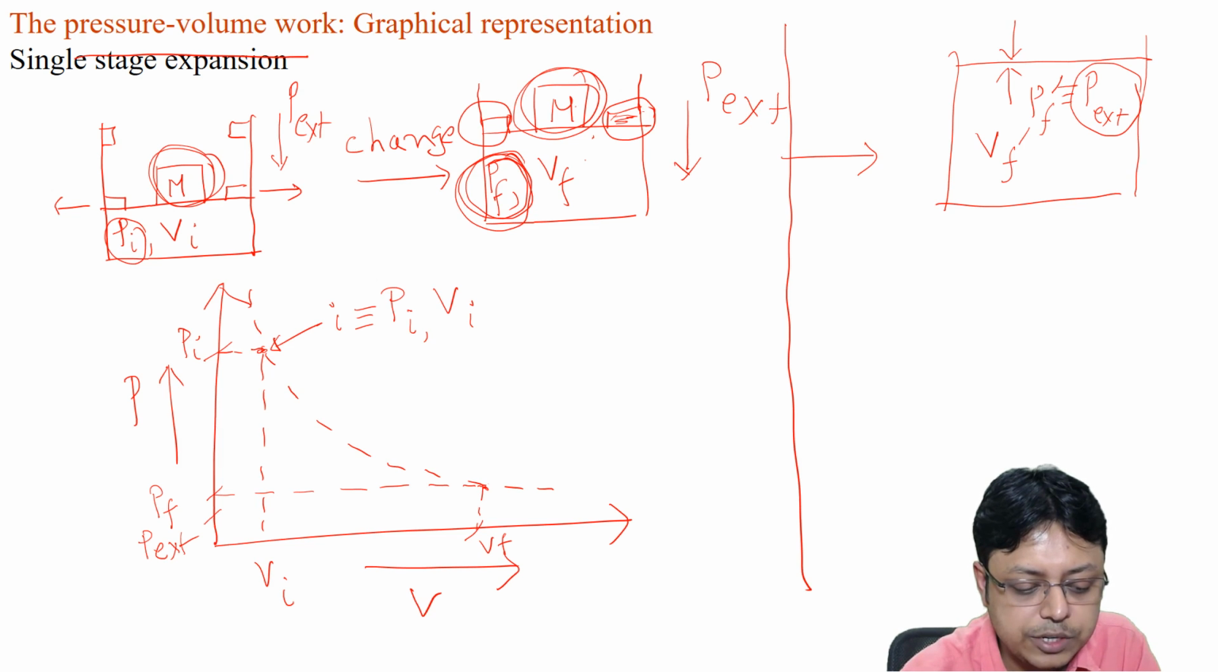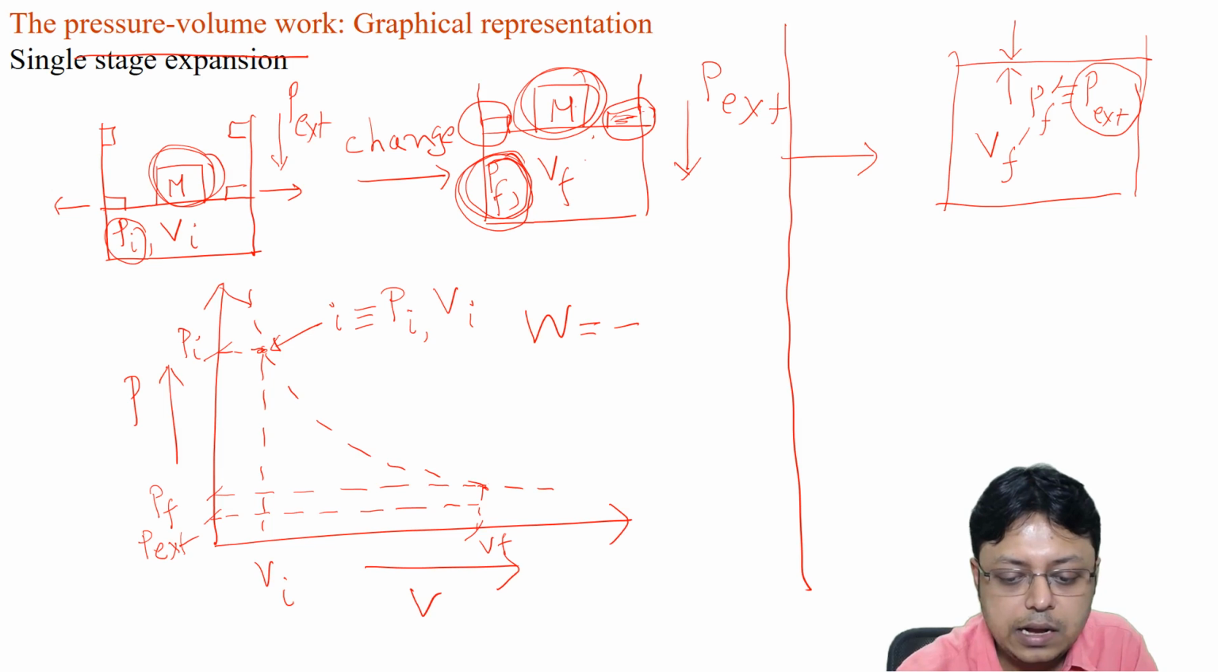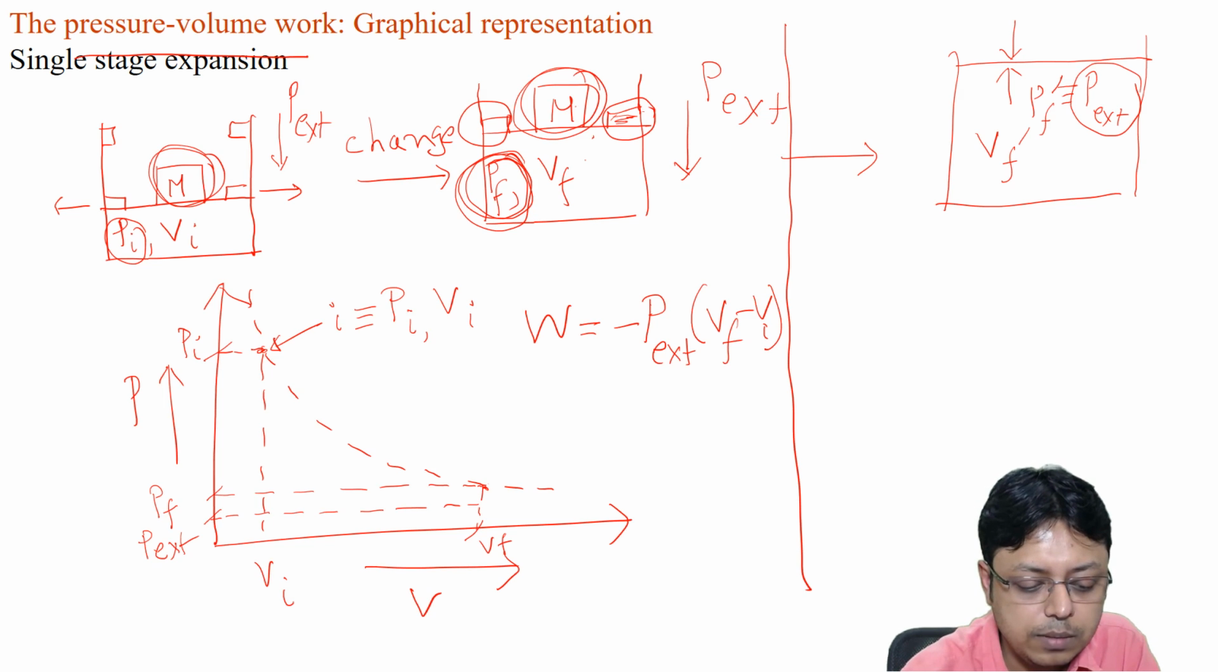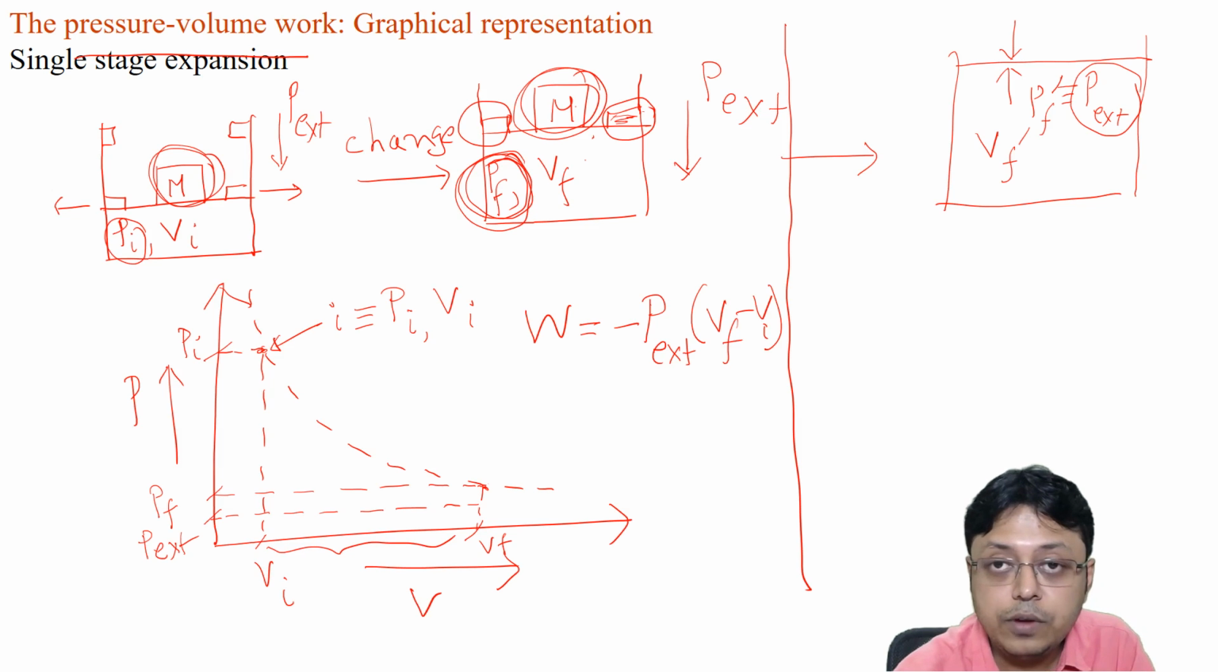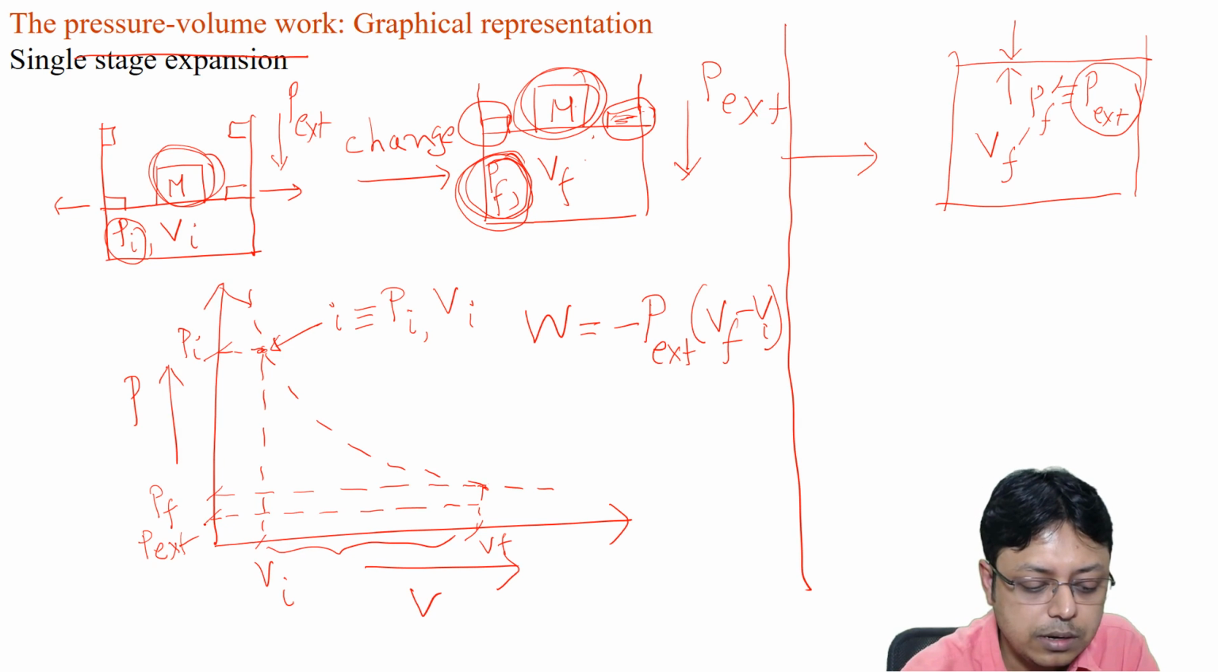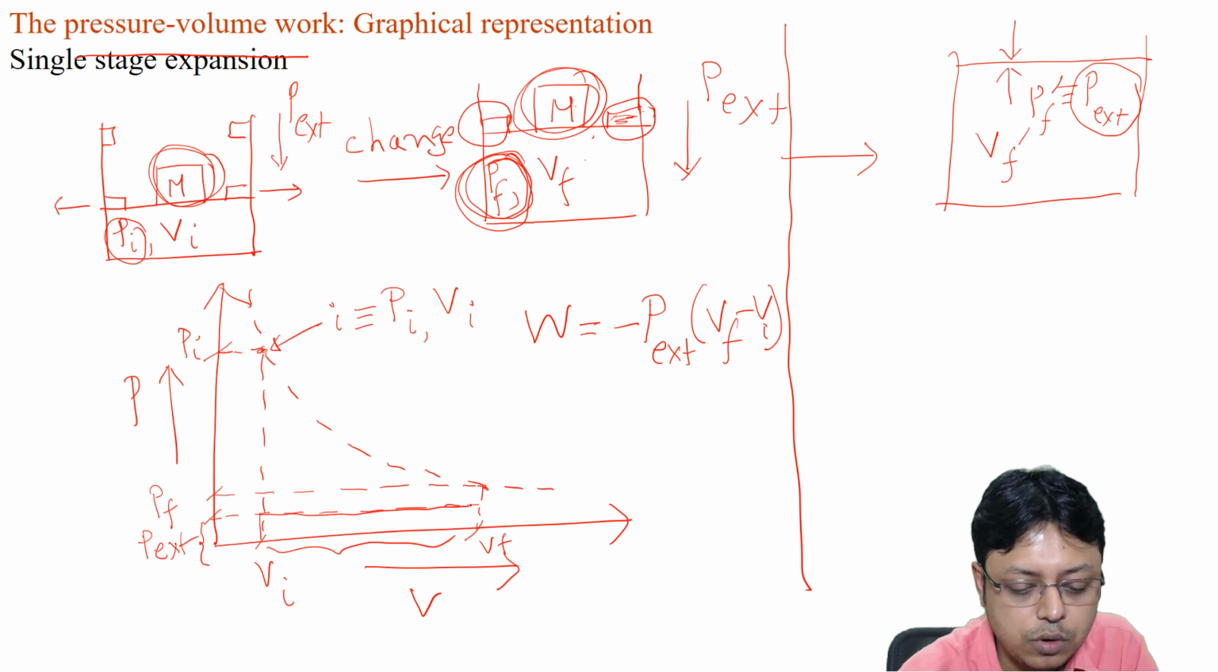Now what is the expression for work? The expression for work says it is negative of external pressure into V final minus V initial. Now what is V final minus V initial? This is this length, and if we multiply by P external, which is this, we are basically talking about an area which is this.